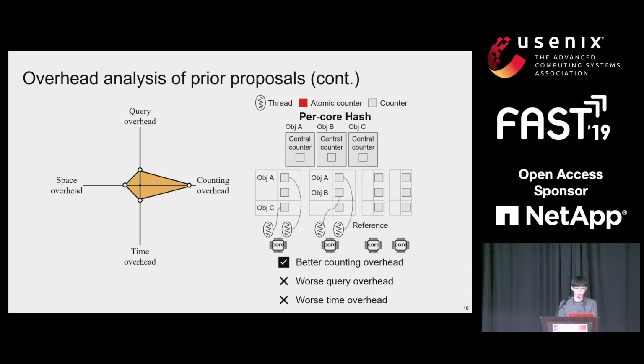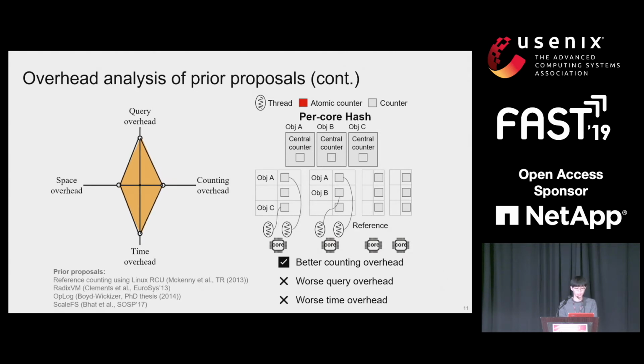But the issue in per-core hash-based schemes is when to synchronize the local reference caches to the global one. And this is typically done by flushing local reference caches to the global one periodically. And that causes time delay. So in summary, the per-core hash-based schemes achieve better counting overhead, but worse space overhead and the worst time overhead. And this is illustrated in the slide, and prior proposals are shown below.